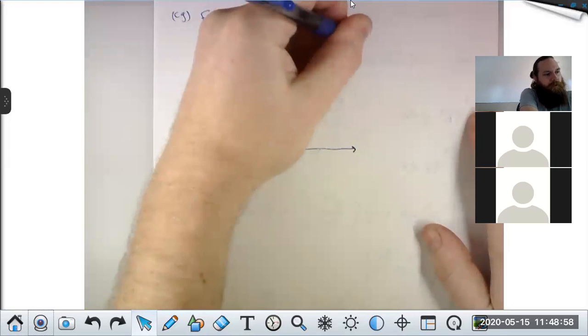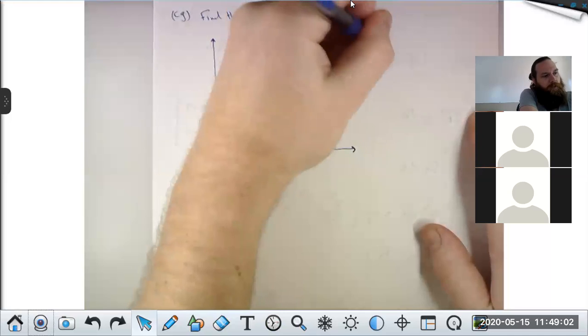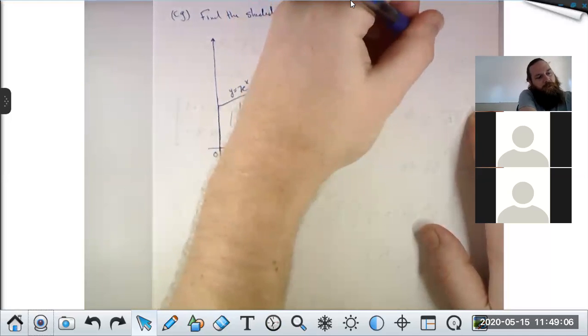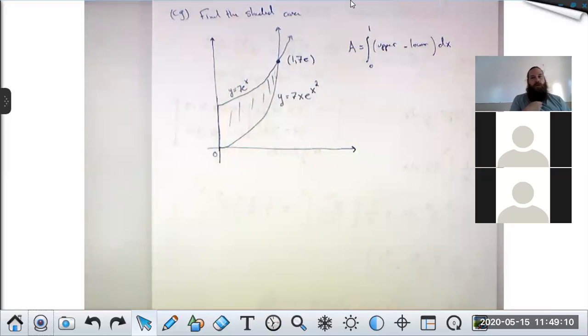So the game here: the area is going to be the integral from 0 to 1 of the upper function minus the lower function. And we're going to do the integral dx, because we can think of the upper and lower, so we're in the y equals a function of x case. There's no switching places. They only touch at that one point, and that point happens to be the end point that I care about for my region.